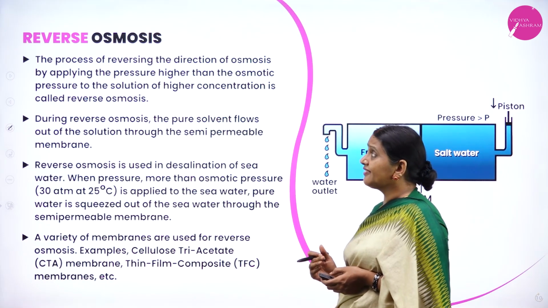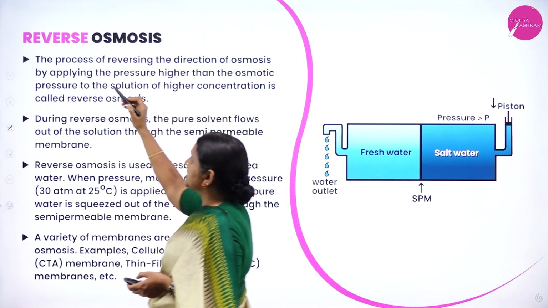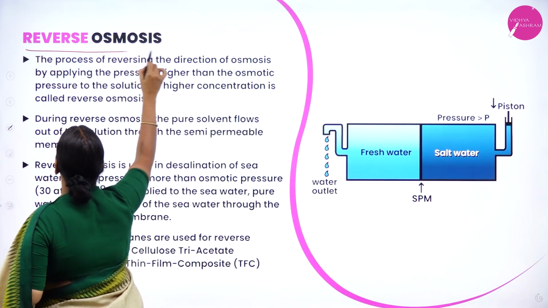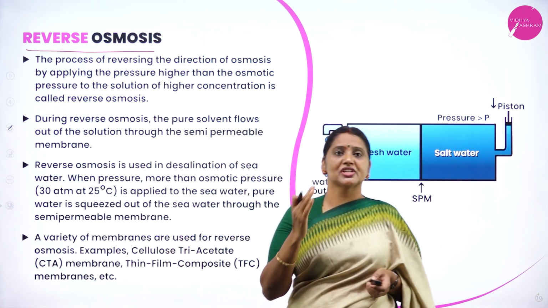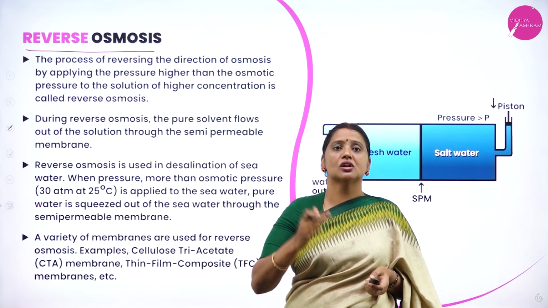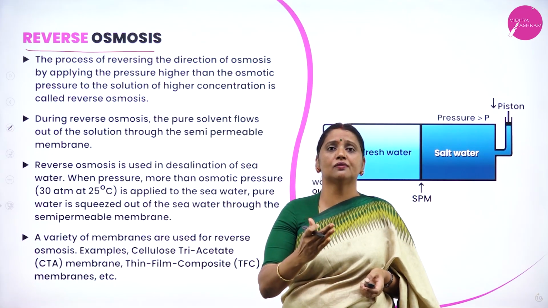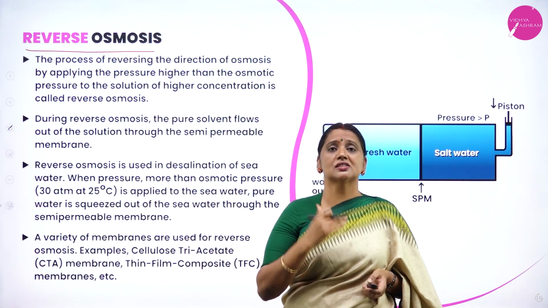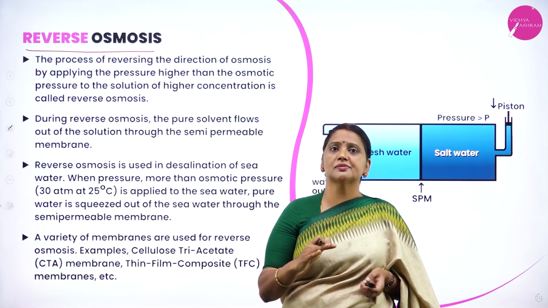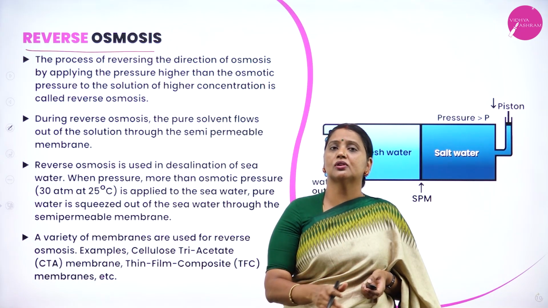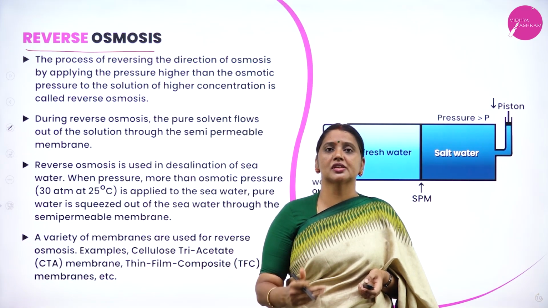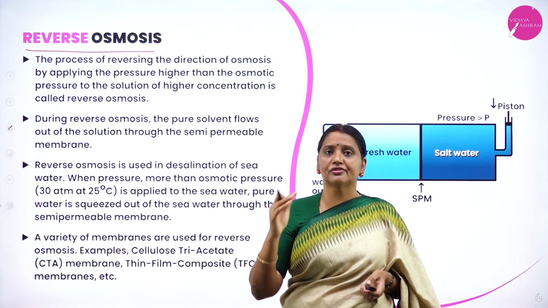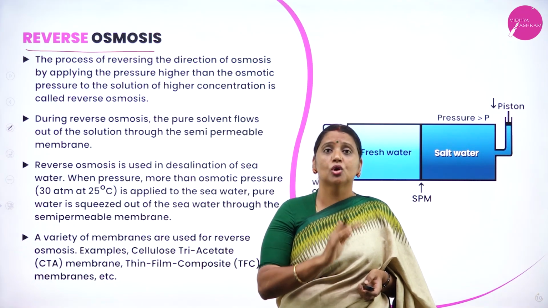Now, reverse osmosis. The name itself gives the definition of reverse osmosis. What is reverse osmosis? Reverse the direction of osmosis. Reverse the direction of what? Osmosis is called reverse osmosis. What is osmosis? The movement of solvent molecules from lower concentration to higher concentration. What is reverse osmosis? The movement of solvent molecules from higher concentration to lower concentration.